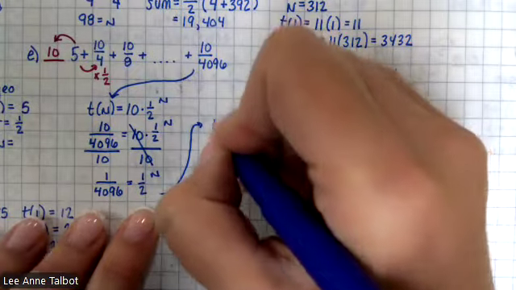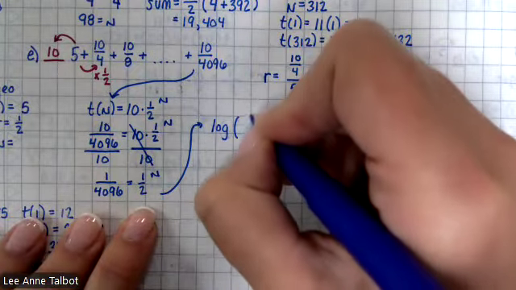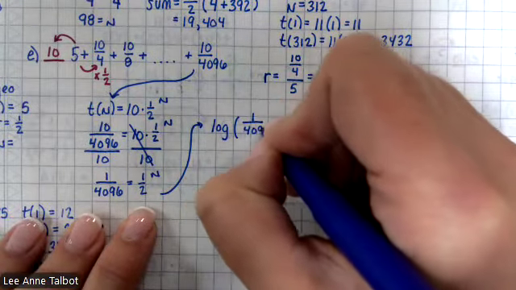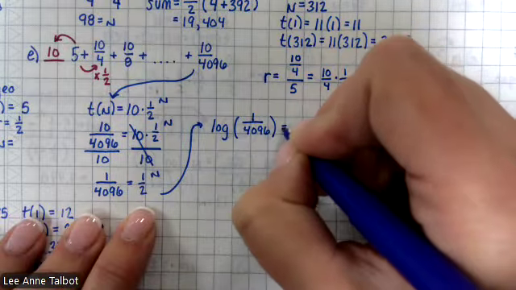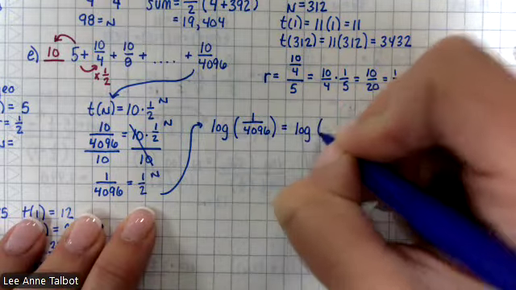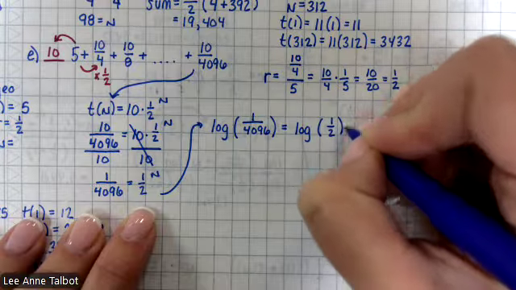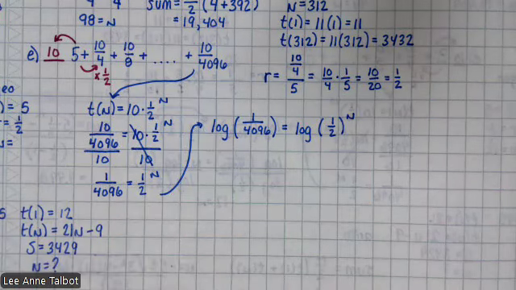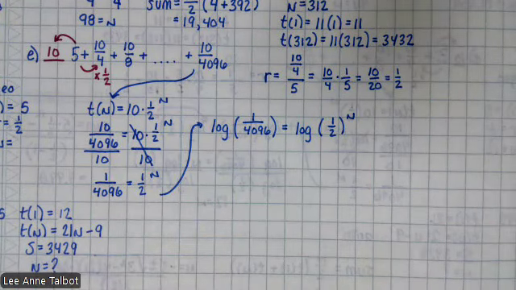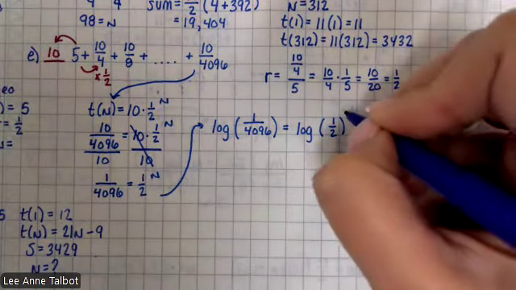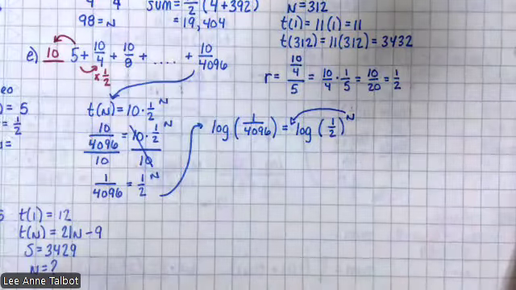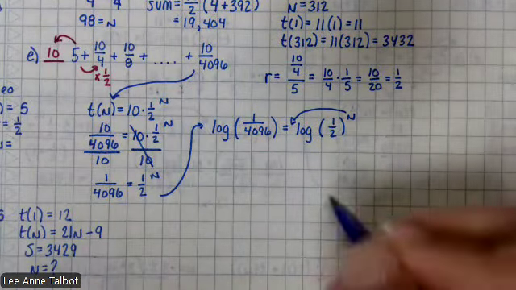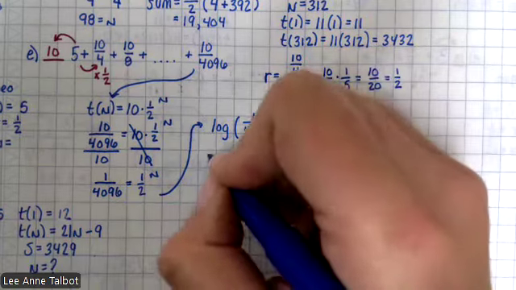Okay, now I'm going to log both sides. And why would I have to log both sides? What does that do for me? Exponent goes in the front. And if you know that, you can write that in that step. You don't have to write it twice.